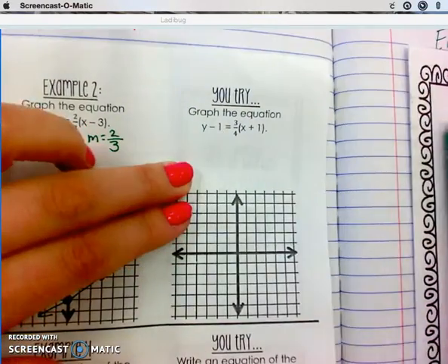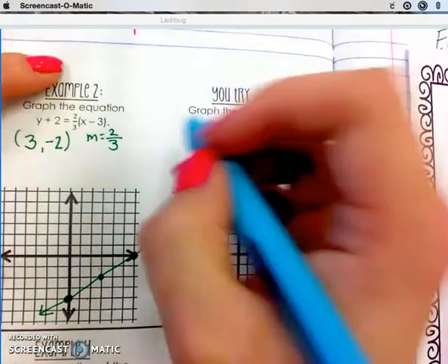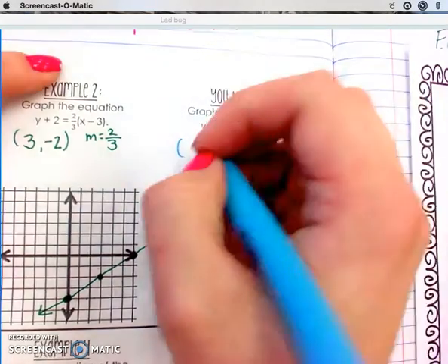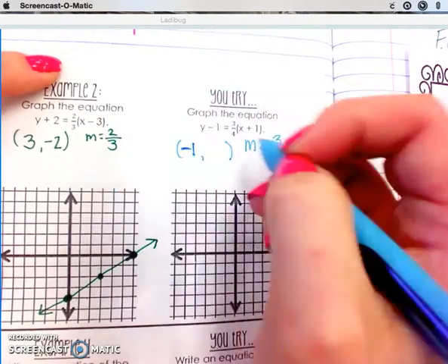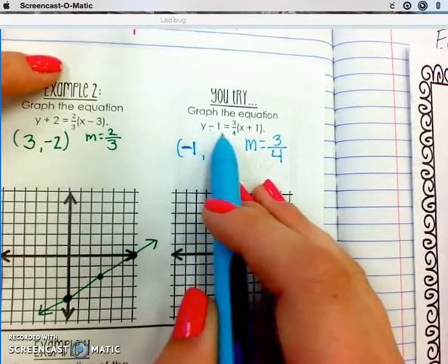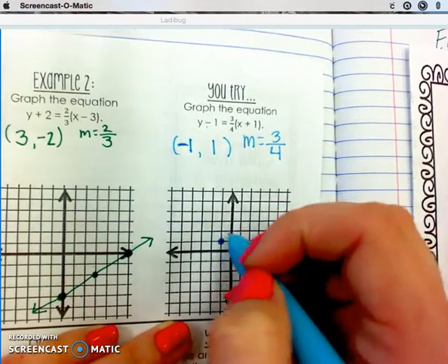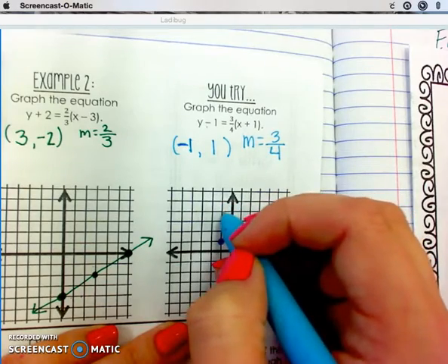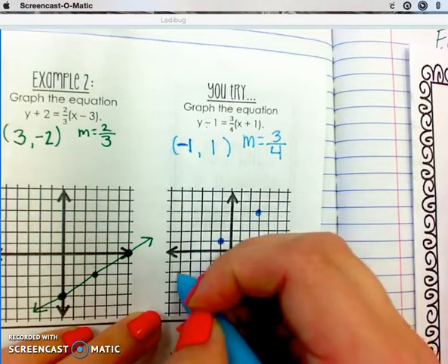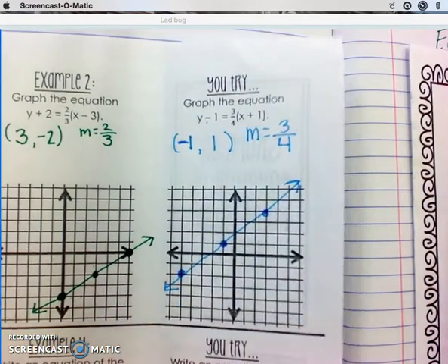Label your m and your x, y coordinate. X is a +1, so it was a -1. And y, the minus belonged to the equation, the 1 stayed a positive. Start at the coordinate and follow the slope.